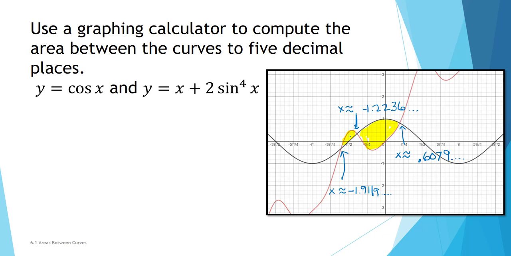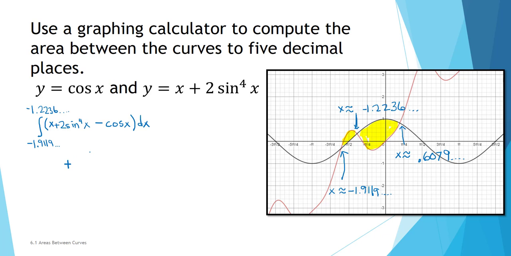So now the area of this smaller shaded section is the integral from the left side, which is negative 1.9119, to the right end, negative 1.2236. And then inside here I need to think top minus bottom. Well, the top is the curve x plus 2 sine to the 4th x, and the bottom is cosine x. So I subtract that dx. Okay, now that's the smaller area.